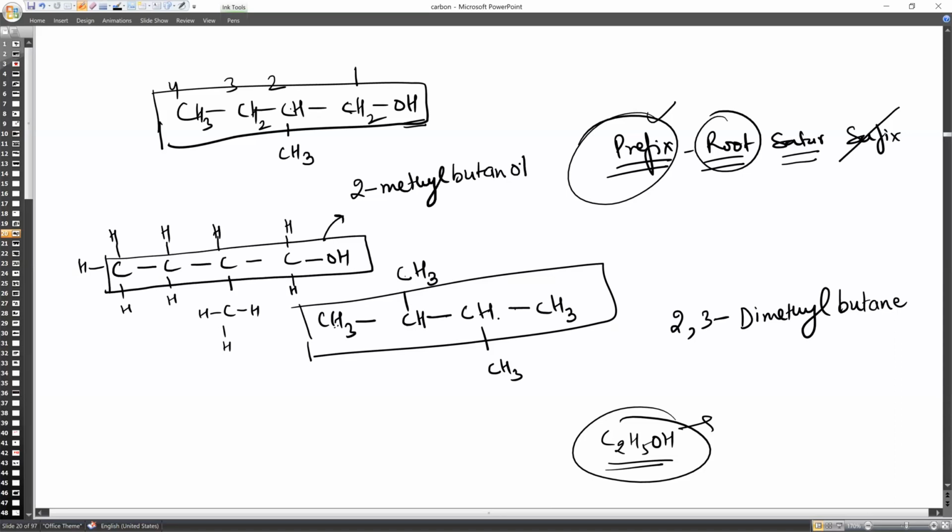Are you getting my point? If it is not at the first position, for example, if it is present at the 2 position, then we will write 2-ol. But if it is present at the first position, then we don't write 1-ol. So this is the name for this one. Got it? Note this one: 2-methyl butanol.